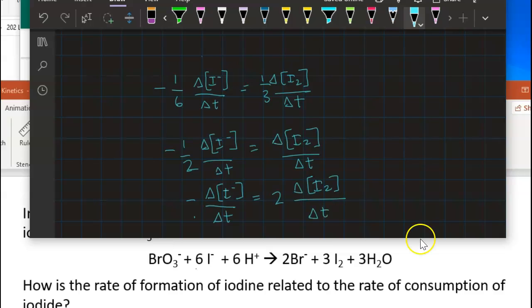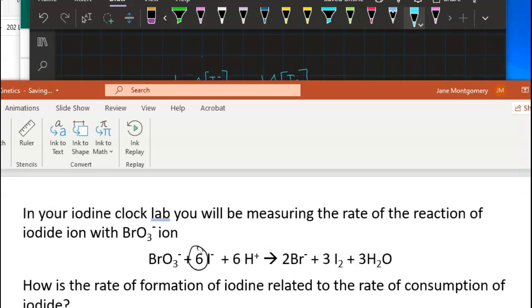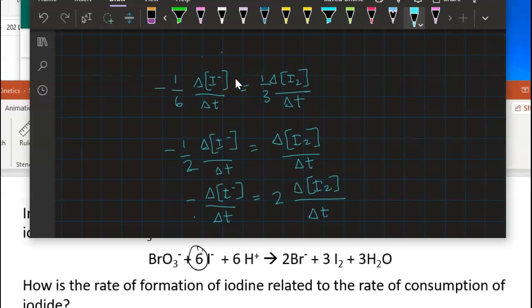So that's what I mean. Those two expressions are the same. So when you're looking at the balanced chemical reaction, you can just take the coefficient and turn it into a subscript in the rate expression.